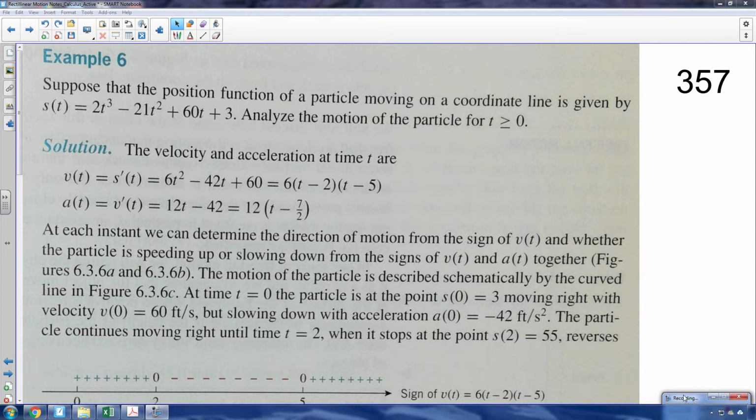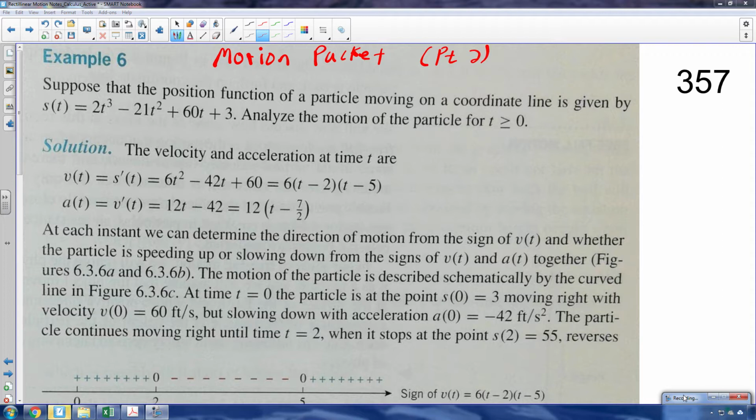Okay, so this video is a continuation of motion, so I guess we're going to call this motion packet part 2 or something like that. Motion packet part 2. That's the name of this video.